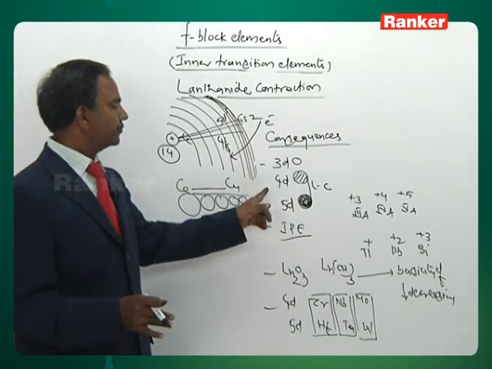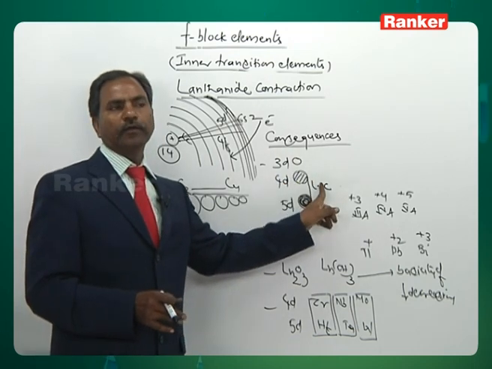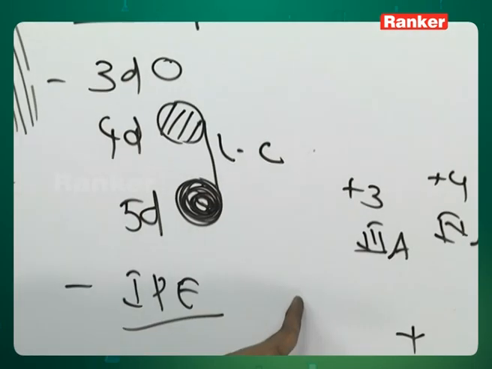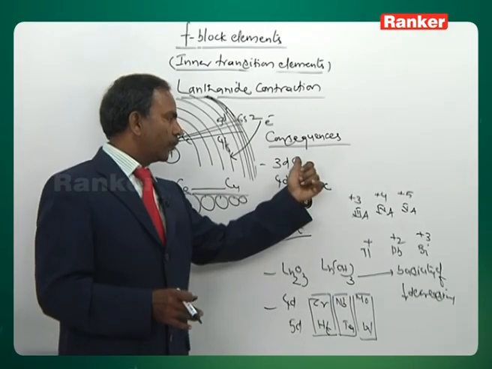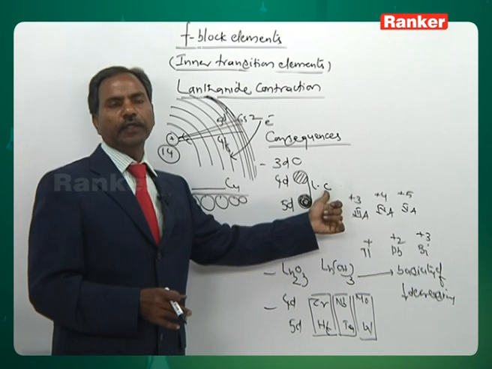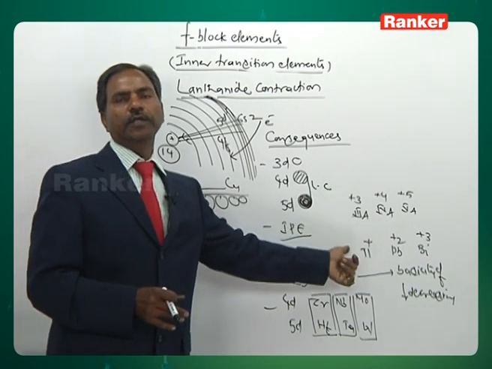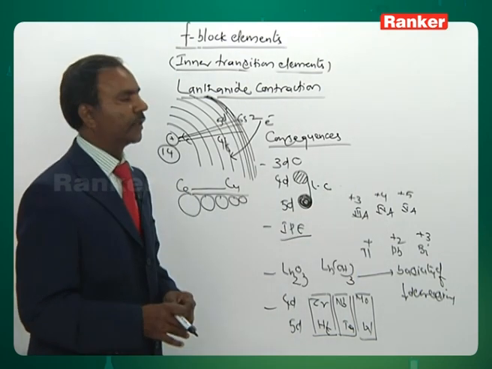First one is 3d to 4d size increasing, but 4d to 5d size is decreasing or remaining more or less the same. Next, 3d to 4d the density is increasing, but 4d to 5d the density is becoming double. This is due to lanthanide contraction.